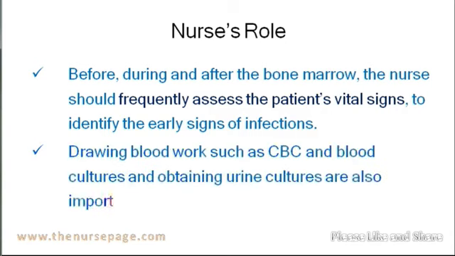Next thing is drawing blood work such as CBC and blood cultures, and obtaining urine cultures are also important. Blood testing and culture are an important role of the nurse because CBC will give an idea of whether the transplanted bone marrow has started working or not, and urine and blood culture will give any signs of sepsis or urinary tract infection.